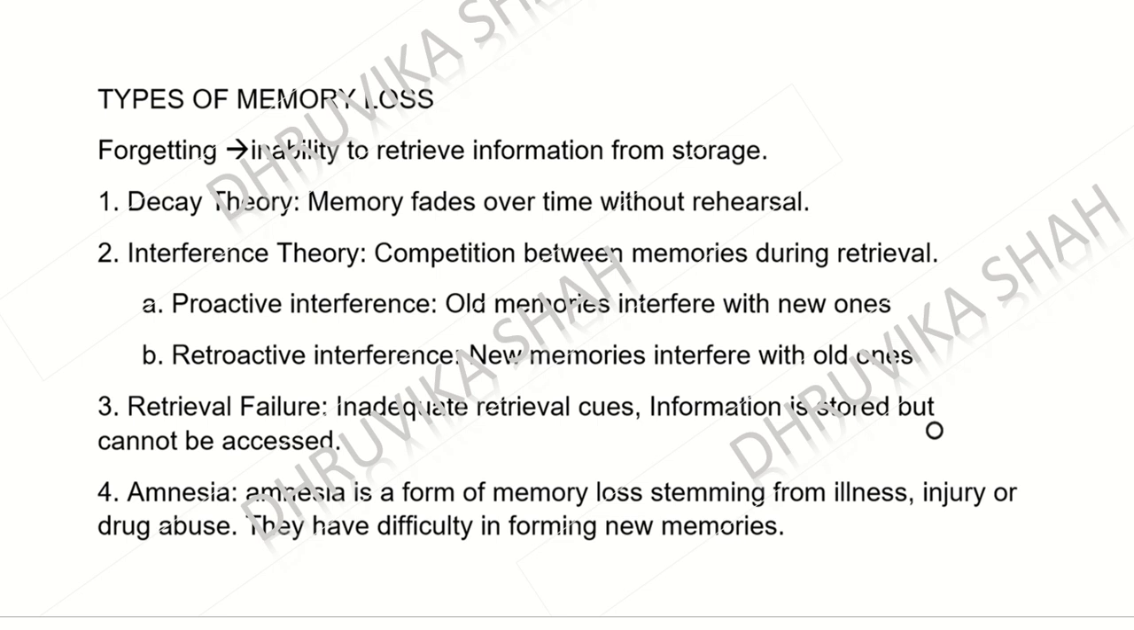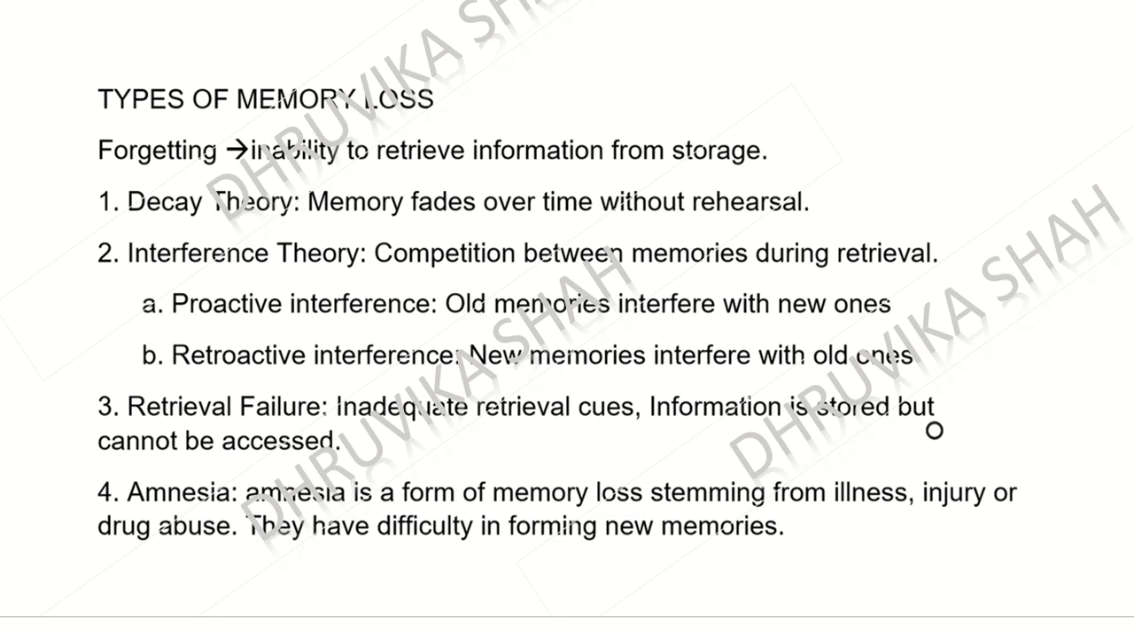So, what are the types of memory loss? First is forgetting, of course. What is forgetting? It's when you cannot retrieve information that you have stored. Now there are types. The first one is decay theory, where memory fades over time because there is no rehearsal. Then second is interference theory, where there is competition between memories during retrieval.